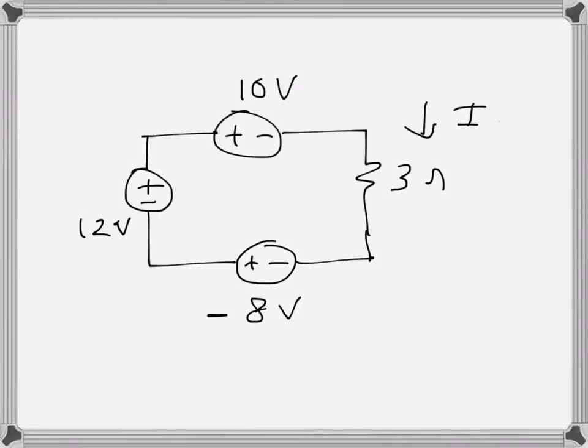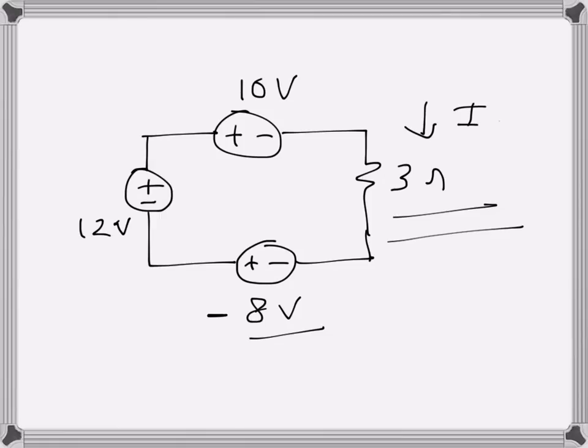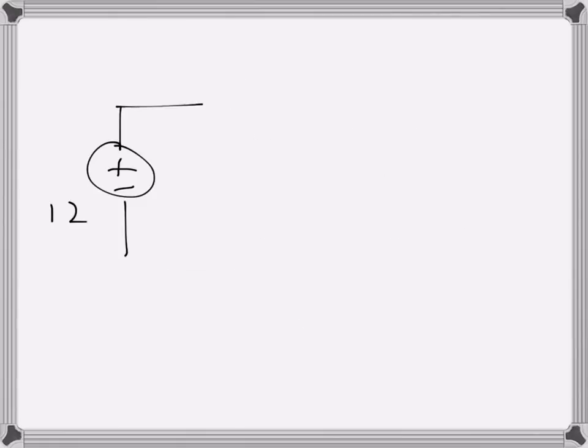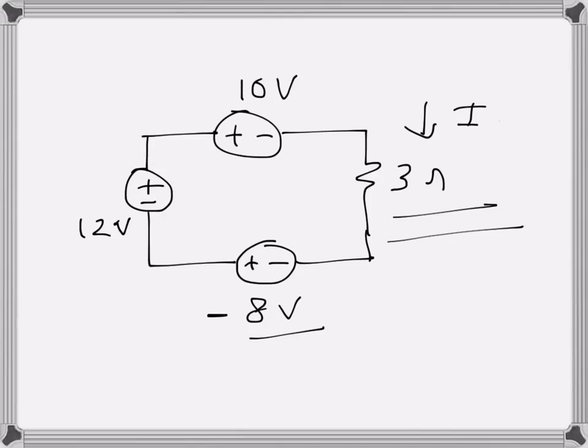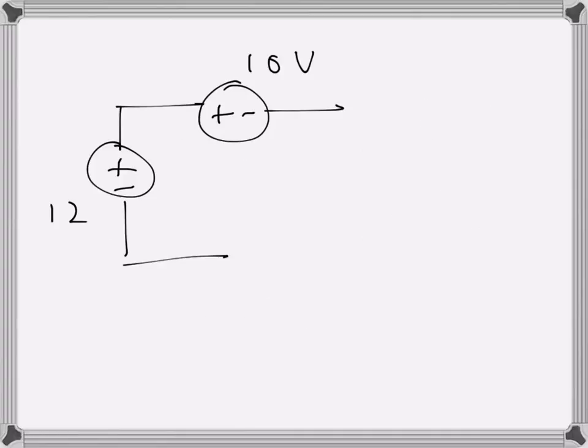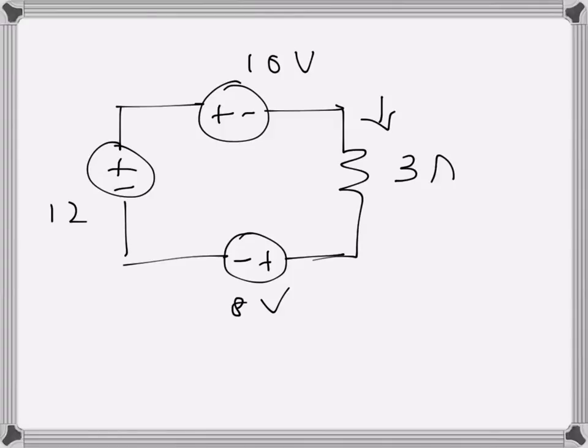For this circuit I need to find the power dissipated by the resistance here and the power supplied by each of the voltage sources. So this one is minus 8 volts. What I will do is redraw this circuit. So I have 12 volts here, and then I have 10 volts here, and this one is a negative 8, so I will draw it like that, 8 volts, just to make it simpler, and then there is 3 ohms and I.